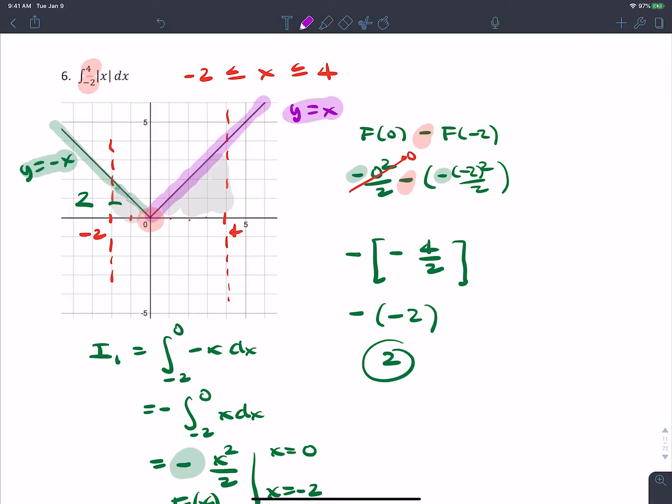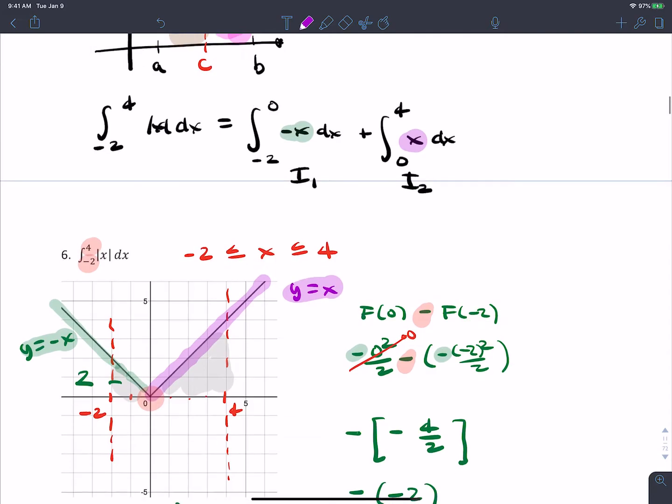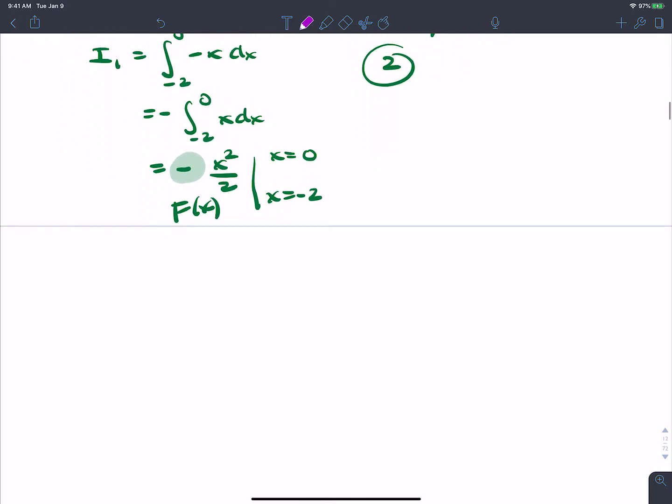Now, in purple, let's find this second integral. Which integral is that? This is going to be this integral right here, from 0 to 4 of x dx. So I2 is the integral from 0 to 4 of x dx. Power rule: x squared over 2, x is 0, x is 4. My antiderivative doesn't have a negative sign.